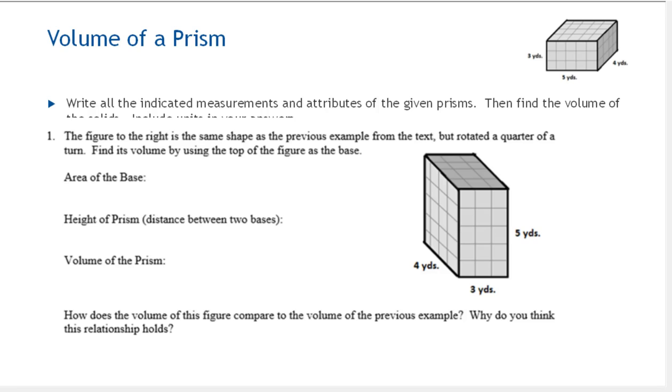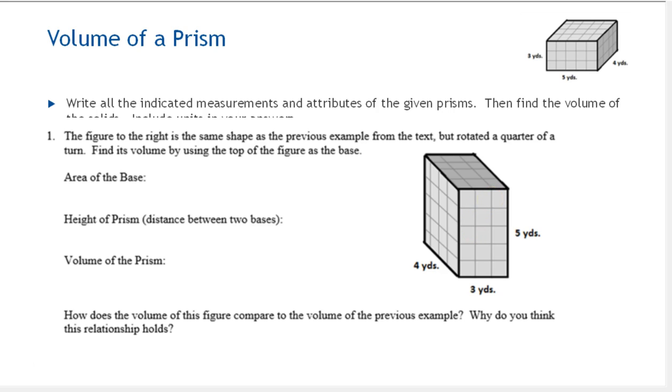In this video, we're going to find the volume of prisms. The figure to the right is the same shape as the previous example from the text, but rotated a quarter of a turn. Find its volume by using the top of the figure as the base. Here's the previous picture from the text, and this is our new figure. Notice it's the same as this. You can just imagine that it was a box and we rotated it a quarter of a turn.